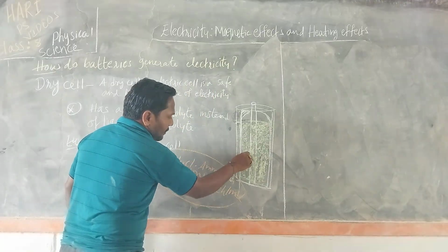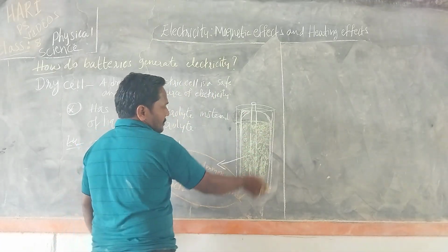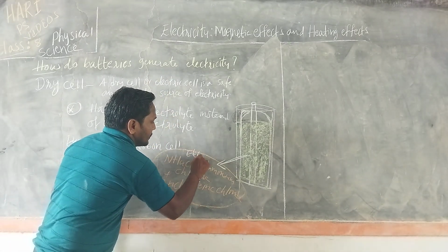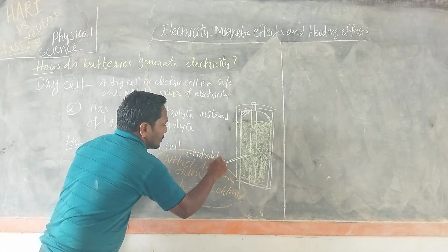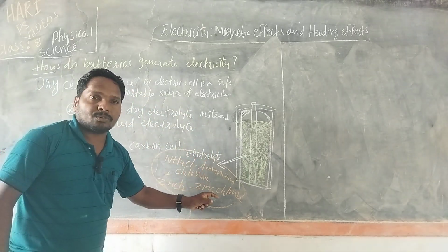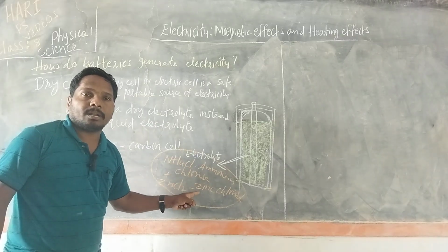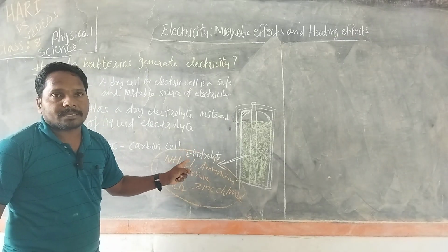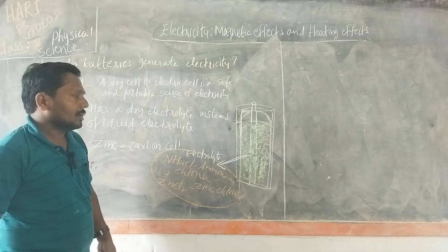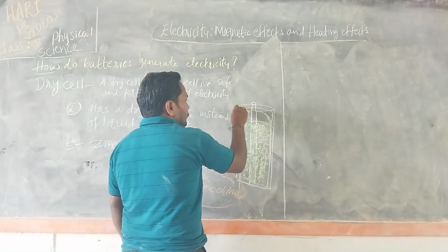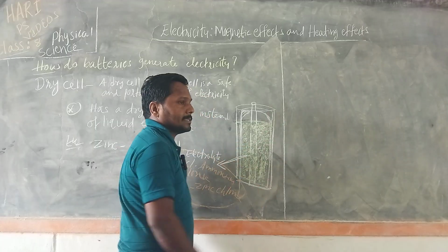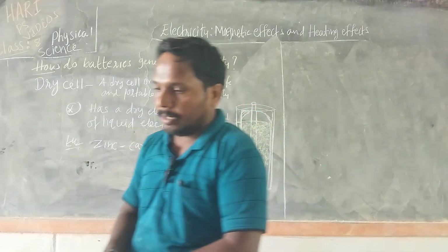So in this diagram, this acts as an electrolyte. So this is not a liquid electrolyte. It is a moist solid mixture, a moist solid electrolyte, a moist paste electrolyte. It has a metal plate as such.